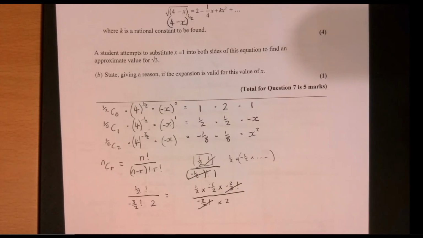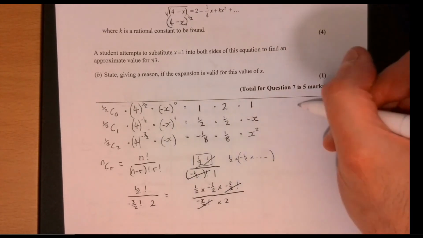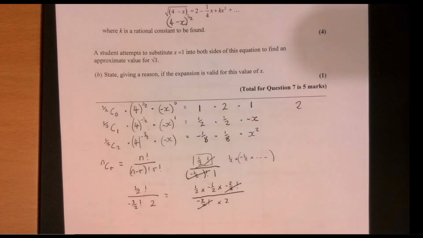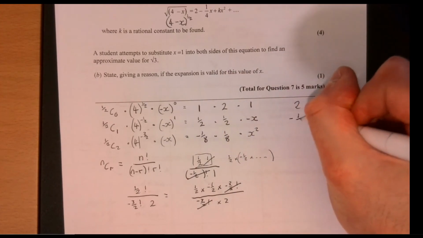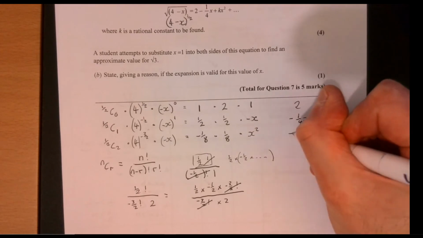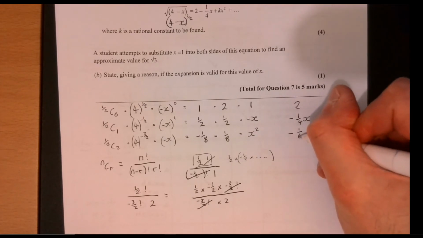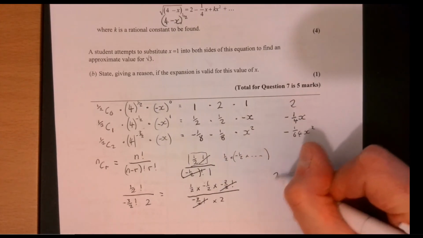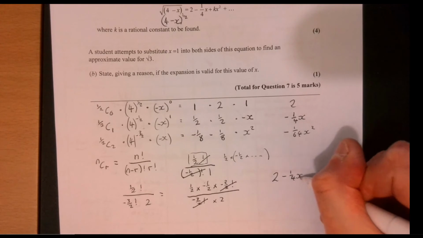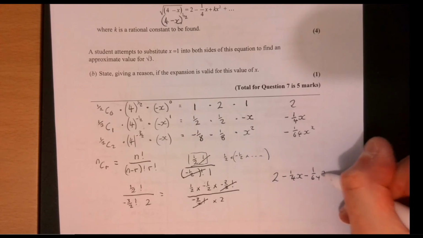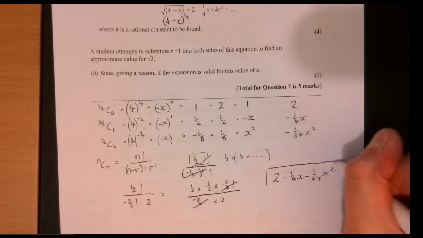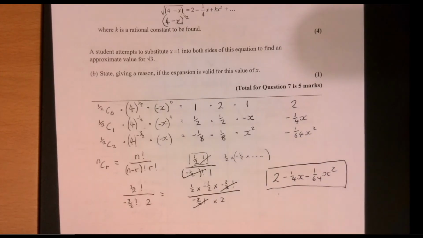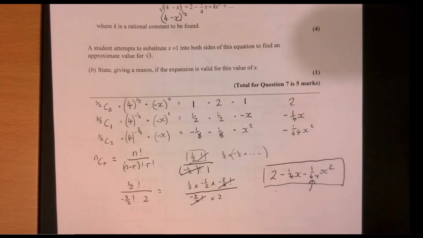Right, let's piece all this together. What have we got? That's 2, that's going to be minus a quarter x, and then that's minus 1 over 64 x squared. So it's better to write that in one line: 2 minus a quarter x minus 1 over 64 x squared. And the k value was the thing we were trying to find out. There we go, we've just found out what k is.